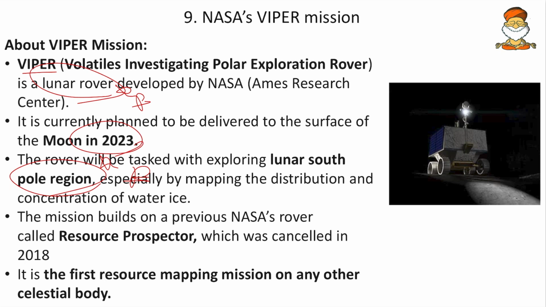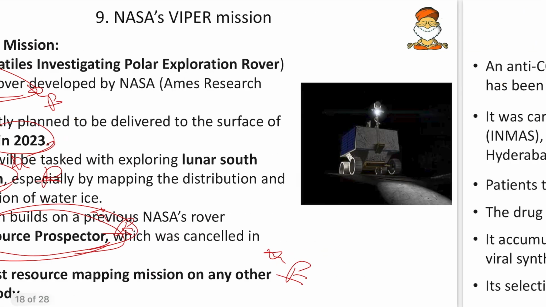Then, the mission builds on NASA's previous rover called the Resource Prospector, which was cancelled in 2018. So, this is a sequel of the Resource Prospector, and it is the first resource mapping mission on any other celestial body. So, mark this, it is the first. If it is from NASA, but obviously it would be first in the world. So, all these we remember.